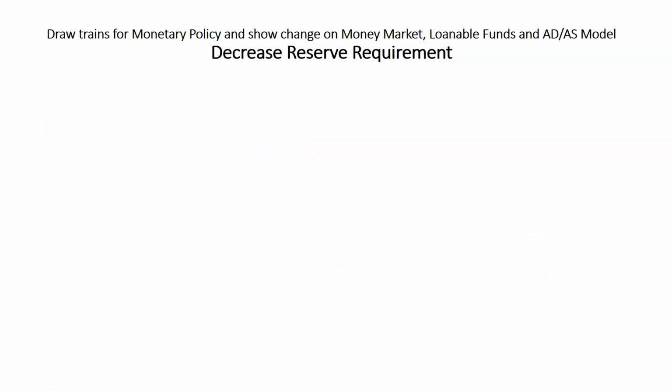Okay, the next one that we have here is a decrease in the reserve requirement. When you have a decrease in the reserve requirement, that is going to cause an increase in excess reserves. Banks don't have to put as much in their vault, and so they have more that they can loan out. When you have an increase in the excess reserves, just like you had with the buying of bonds, you have an increase in the money supply.